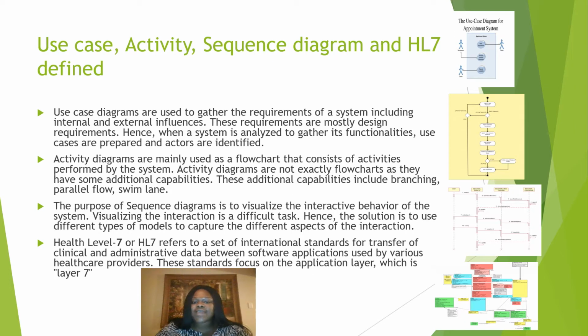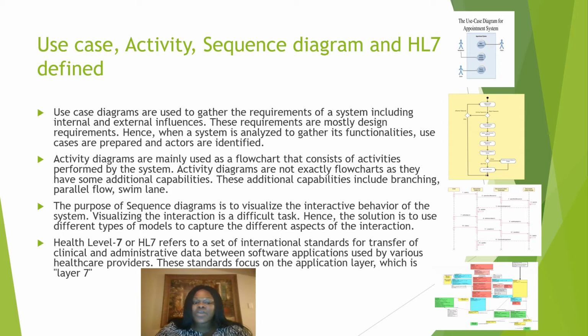For my use case, activity, sequence diagram, and HL7 defined, you can see these are examples of how a use case diagram looks for an appointment system. This is how the activity diagram looks. This is also how the sequence diagram looks, and this is how the HL7 looks.